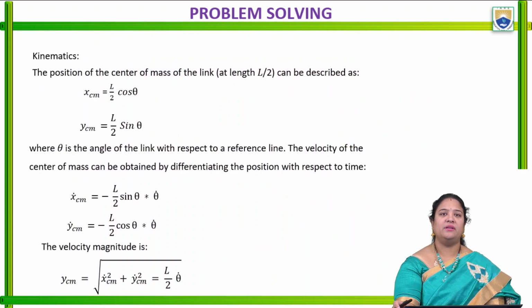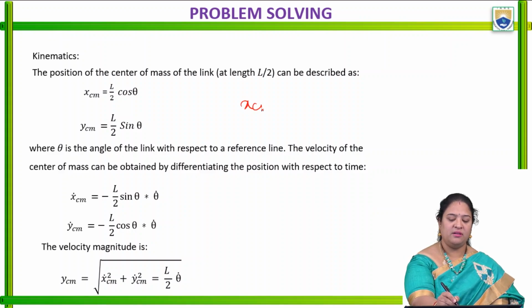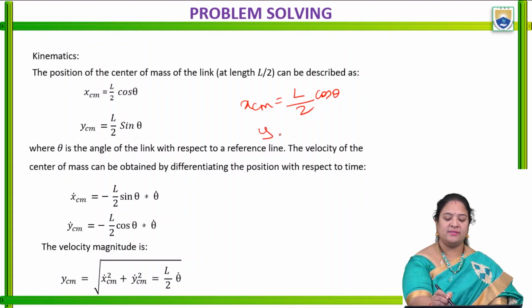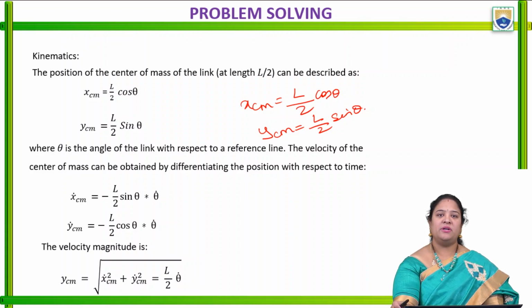Now, considering the kinematics with the length, we are writing x_c, the center of mass, is equal to L by 2 cos theta with respect to the x-axis, and with respect to the y-axis, it is L by 2 sin theta. Where theta is the angle of the link with respect to the reference.